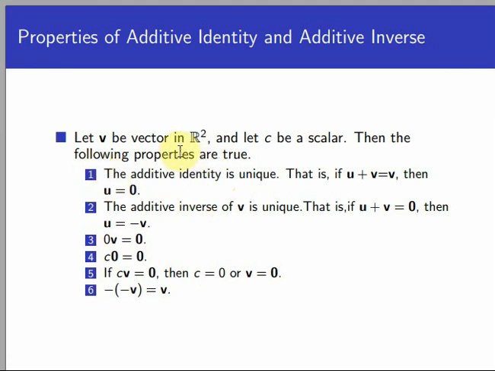Okay, let v be in R2 and c a scalar, then the following properties are true. The additive identity is unique, that is, u plus v is equal to v. Then this u is what? This u is 0, which is the additive identity.